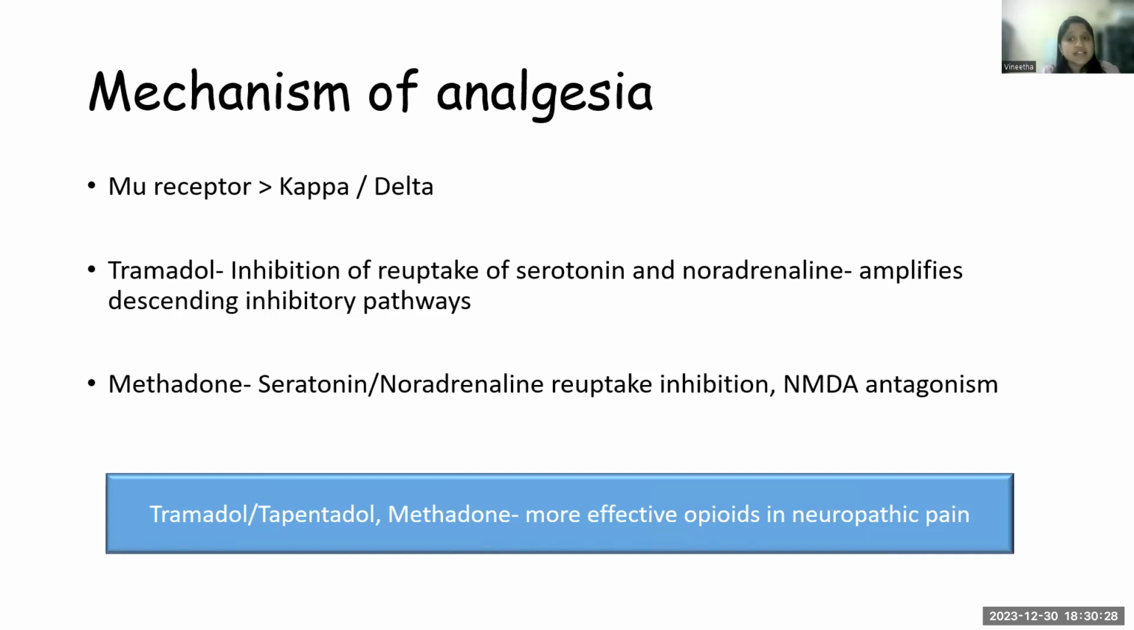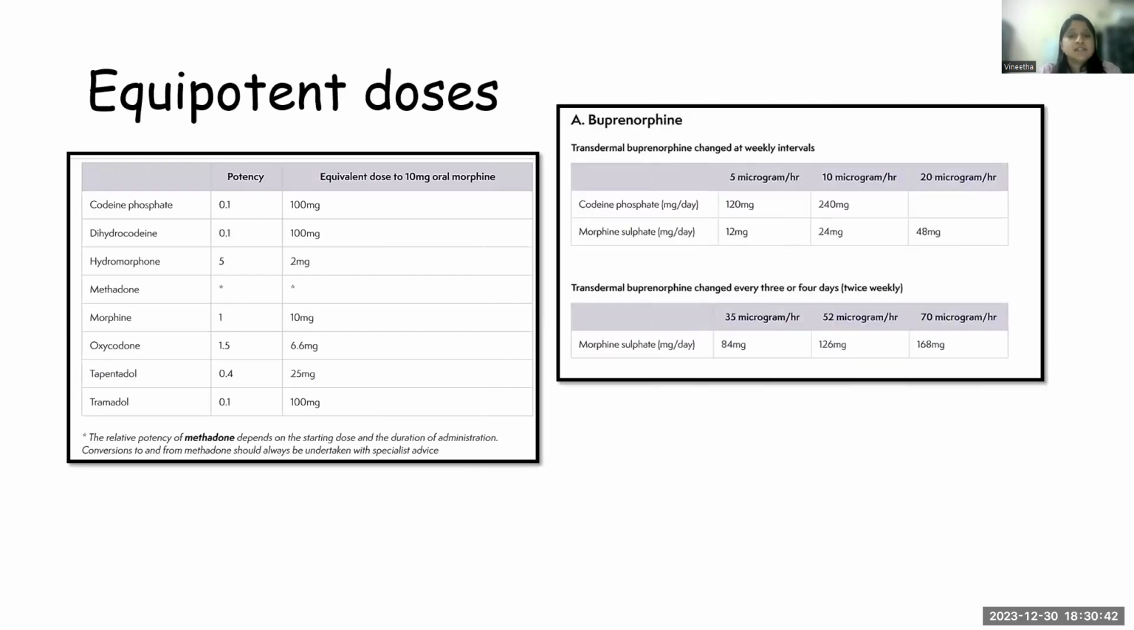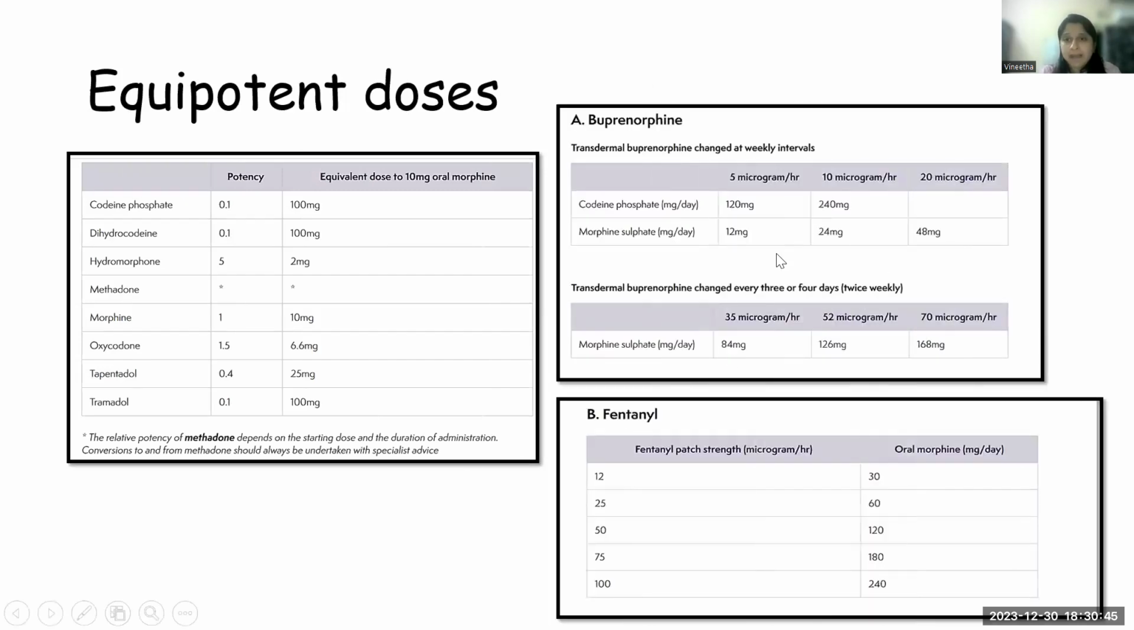And due to NMDA antagonism, methadone can reverse tolerance, and also situations like hyperalgesia. The equipotent doses, you can go through later. For the buprenorphine patch, I usually start with the 10 microgram patch, which is equivalent to around 24-25 mg total daily dose of oral morphine. And for fentanyl, we usually start with 25 micrograms per hour, which is equivalent to 60 mg of oral morphine per day.